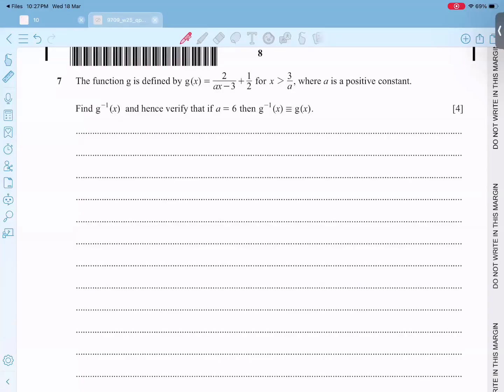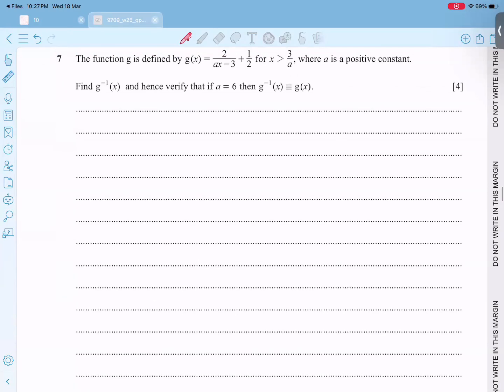So what is the question asking? Number 7: the function g is given here, and a is a positive constant. We have to first find g inverse. So step number one, I will write the g function as y equals 2 over (ax minus 3) plus half. How do we get the inverse of this? My objective is to make x the subject. So this half will go there.